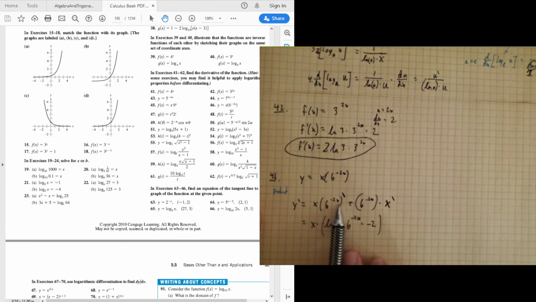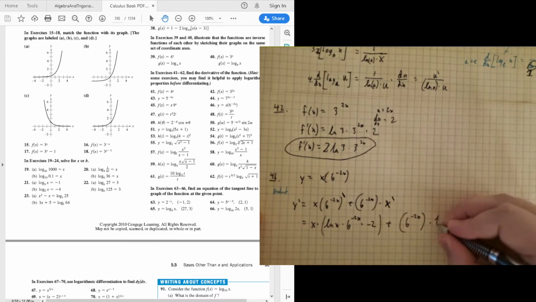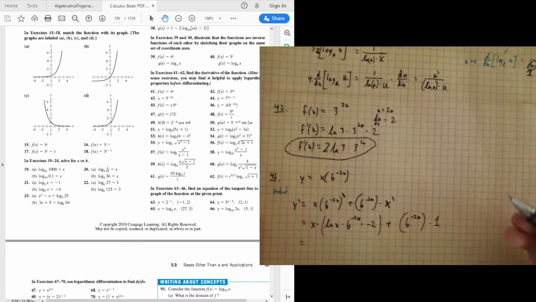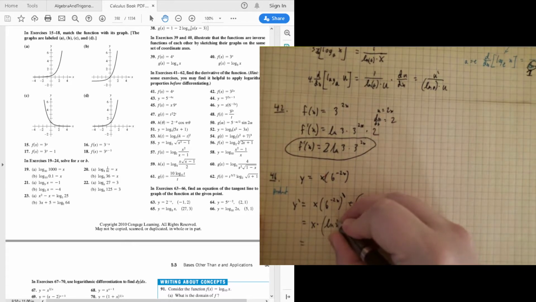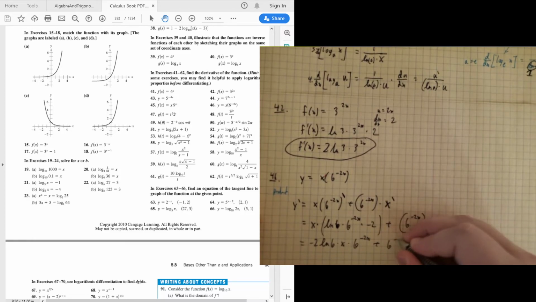So this is all 6 to the negative 2x prime. It's all of this stuff. Plus 6 to the negative 2x power times x prime. X prime would be 1. And so I end up with the following. I rewrite. This should be ln of 6, not ln of x. ln of 6. So ln of 6 is a number. Negative 2 is a number. So I'm going to move those both out front. Negative 2, ln of 6, x, 6 to the negative 2x power, plus 6 to the negative 2x power.